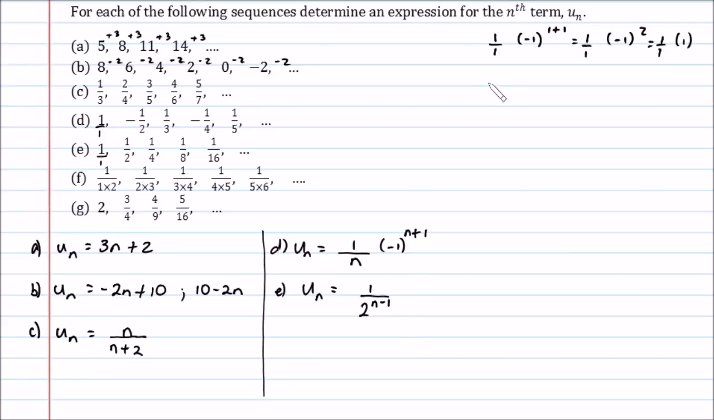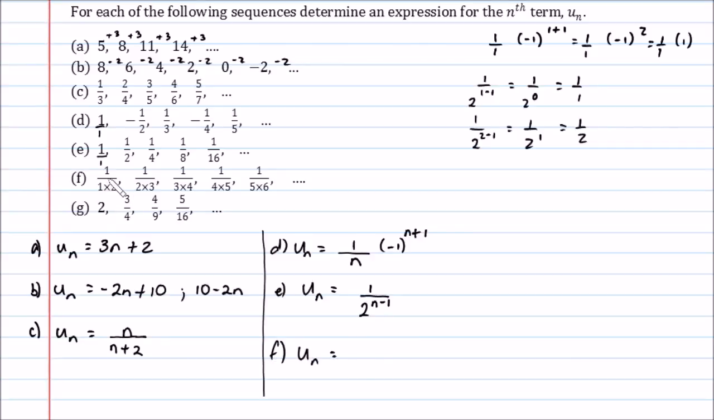Now let's check. 1 over 2 to the power 1 minus 1 gives us 1 over 2 to the power 0, which gives us 1 over 1, which is our first term. And check in our second term, 1 over 2 to the power 2 minus 1 will give us 1 over 2 to the power 1, which is 1 over 2. So this does work. So you just need to be careful that you have the right power so that it matches your terms.